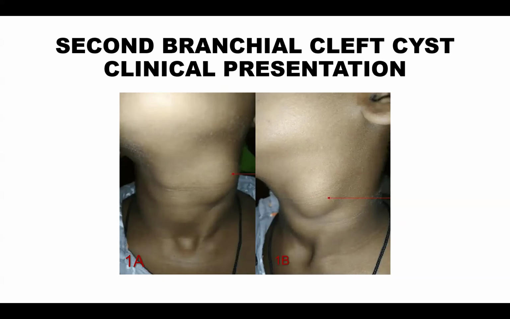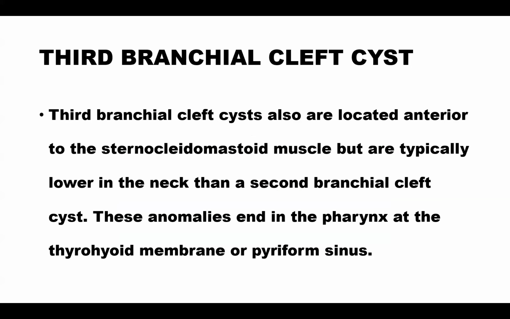Now, let's look at this picture. This is a picture illustrating second branchial cleft cysts. They present with anterior neck swelling or more laterally, as you can see. Now, the third branchial cleft cysts also are located anterior to the sternocleidomastoid muscle, but are typically lower in the neck than the second one. I've mentioned that earlier. Now, these anomalies end in the pharynx at the hyoid membrane or piriform sinus.